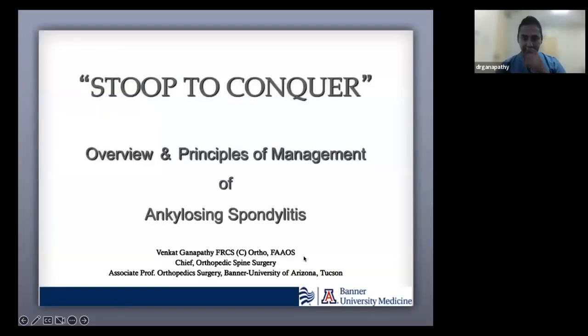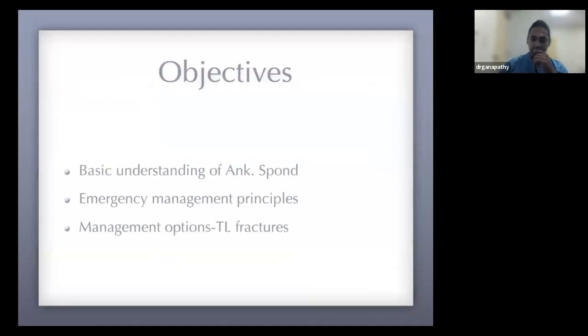Okay, so I thought I'd talk about the overview and principles of ankylosing spondylitis. As Dr. Malone was mentioning, this is not an uncommon situation to see in practice, and can be daunting both in terms of how it presents and the risks associated with this and the stakes.